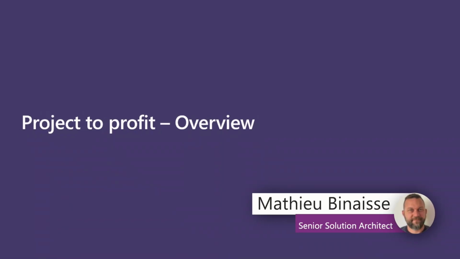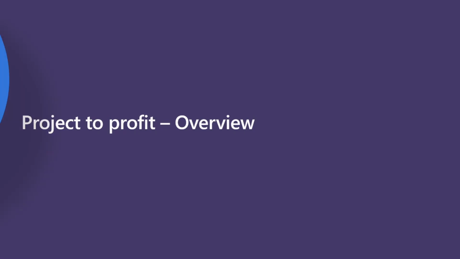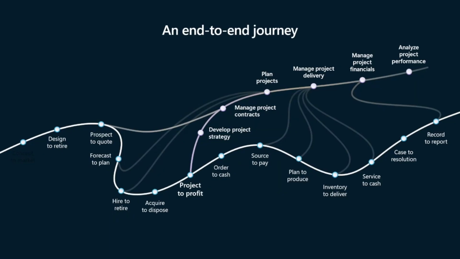Thanks, Lalita and Henrik, for this introduction. So let's dive into the Project to Profit overview. The Project to Profit process encompasses the entire lifecycle of project management and delivery. It is interconnected with various other end-to-end business processes, such as prospect to quote, source to pay, plan to produce, record to report, and service to cash. In this presentation, we'll demonstrate how Microsoft can support your business needs through the Project to Profit process.